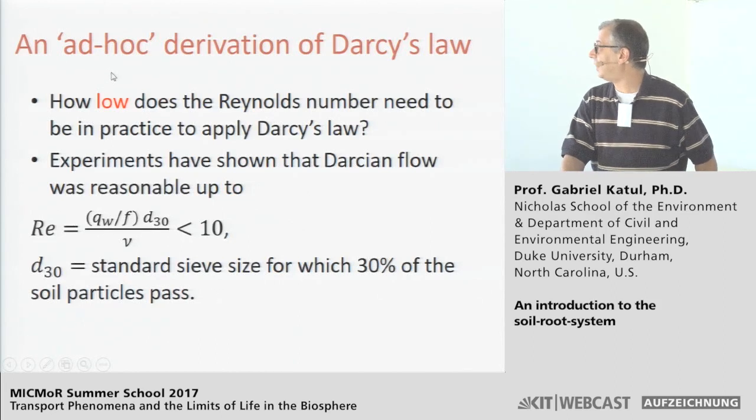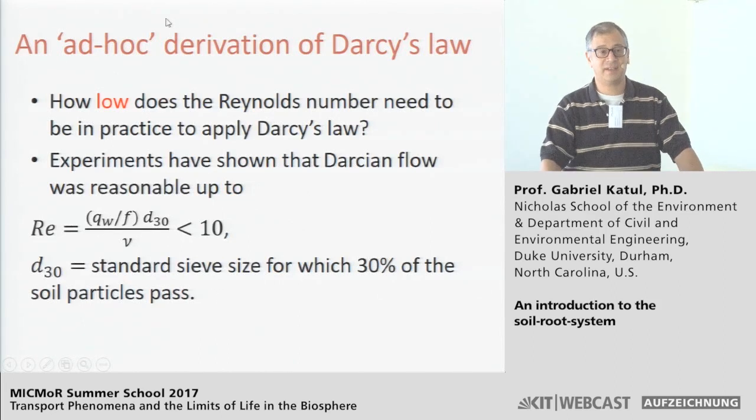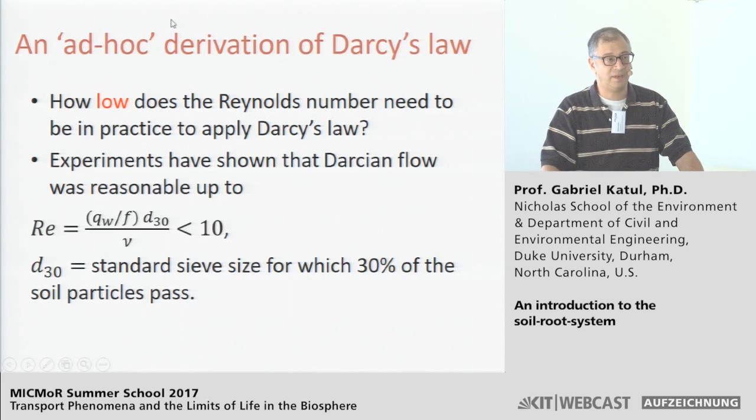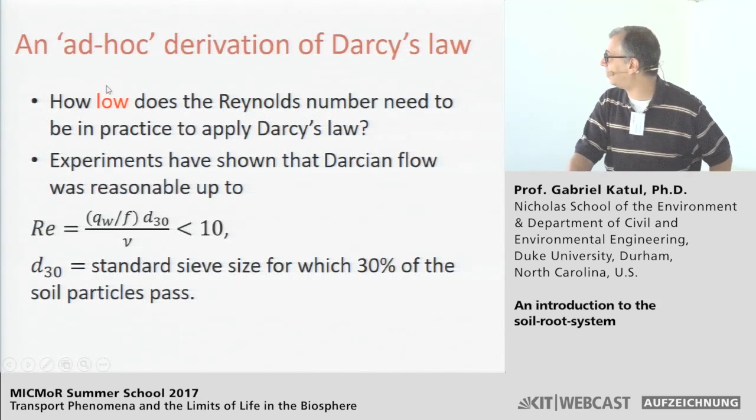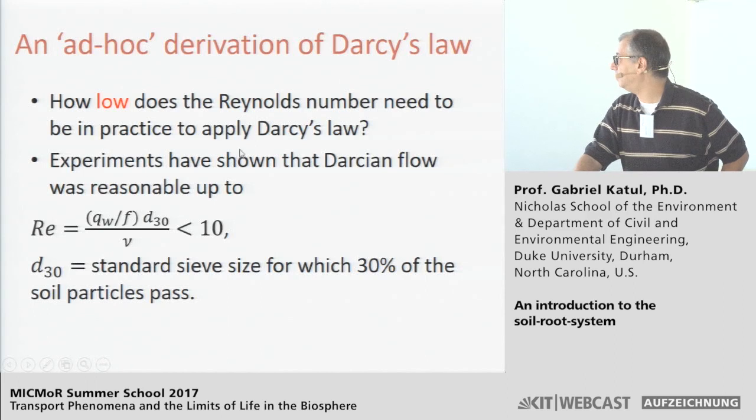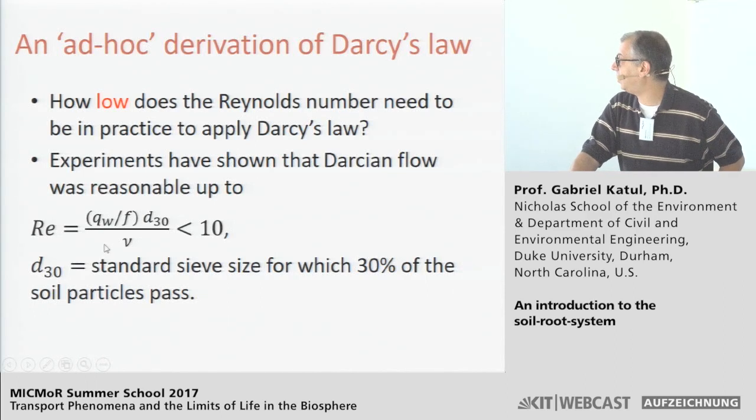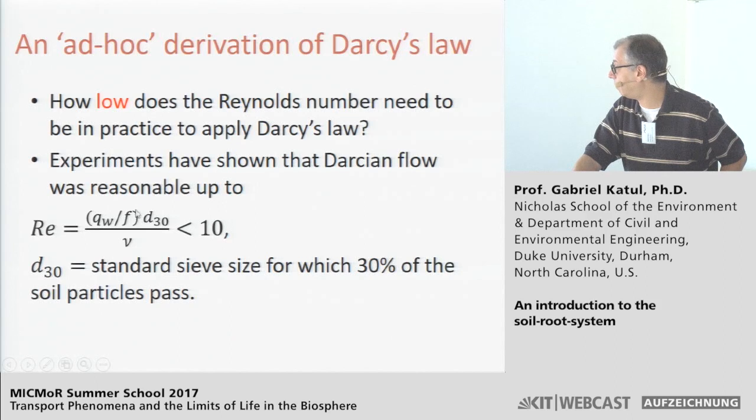Okay, so you might ask, well, how low is low in the case of application of Darcy's law? And that has been determined somewhat theoretically and experimentally. It has been shown that Darcy's law actually remains reasonable up to Reynolds numbers that are less than 10 if the Reynolds number is defined by a velocity, which is, in this case, flux of water divided by the porosity, multiplied by characteristic size of the particles, often referred to as D30. This is basically the sieve size of which 30% of the soils will pass.